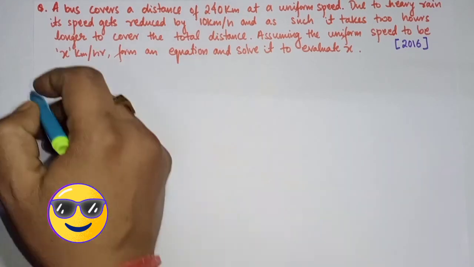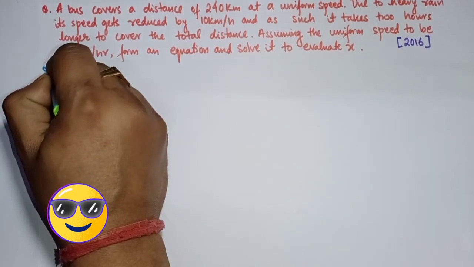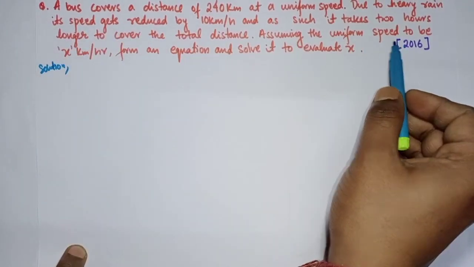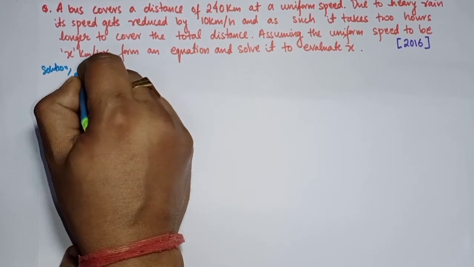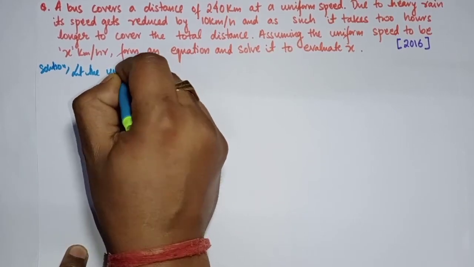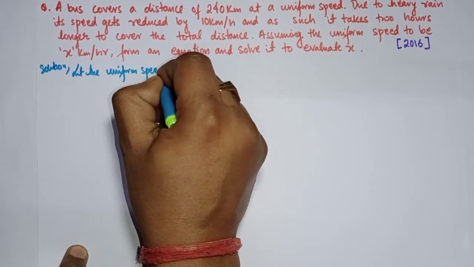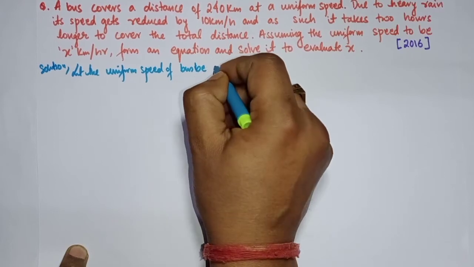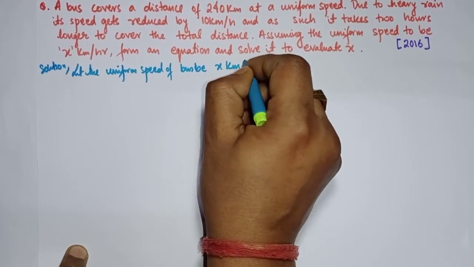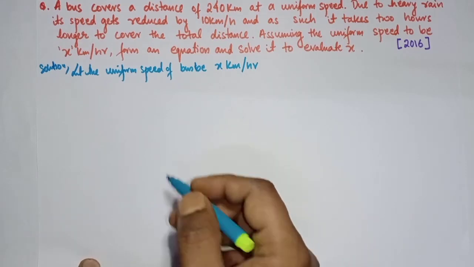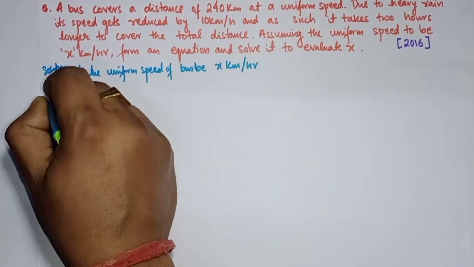So let's solve. I will write the solution. What are they given? Already they have given it. Take it as x kilometer. So let the uniform speed of the bus be x kilometer per hour. So I got x kilometer per hour, and now let's see what is given according to the question.